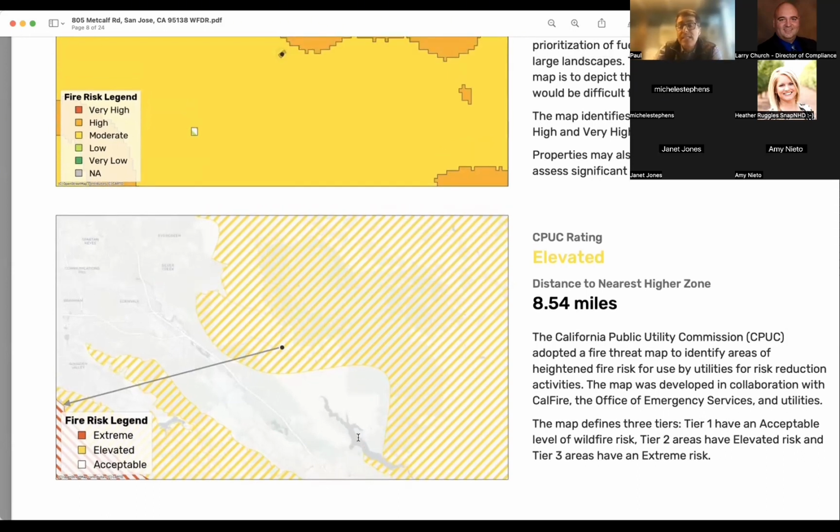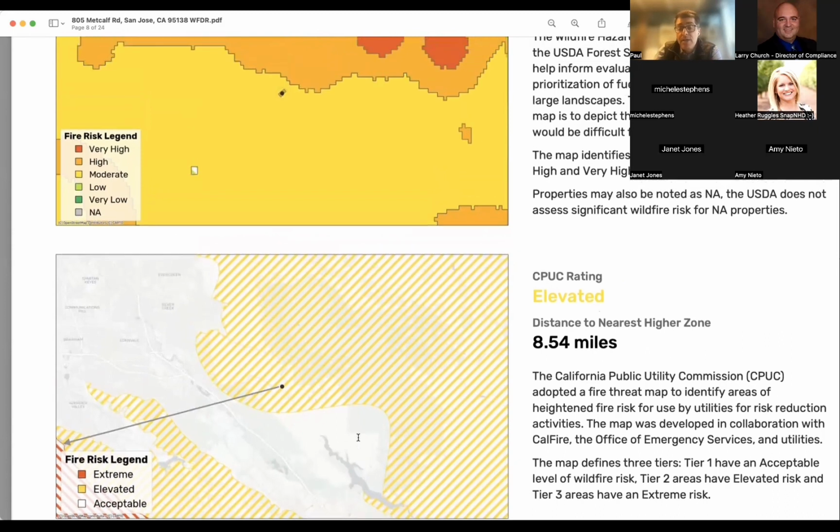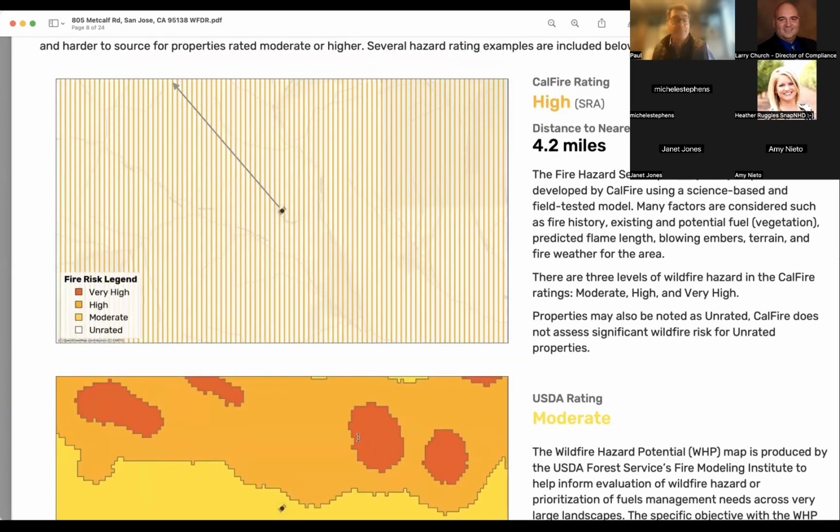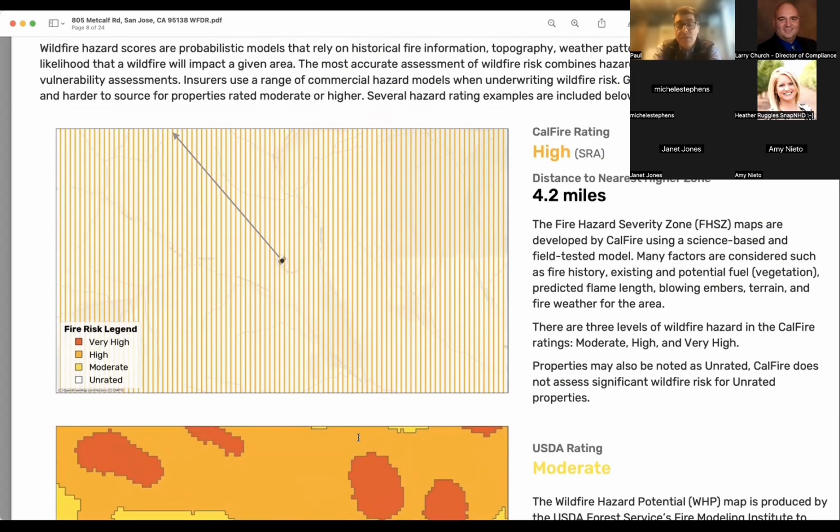So what you can see here with this data, right? You've got elevated, you've got moderate, and you've got CAL FIRE with high. This is not atypical. It's pretty typical for us to see multiple hazard zones. The purpose of putting this into the report this way is to help the report purchaser, either the homeowner or the listing agent, to understand the different perspectives around hazard, right?